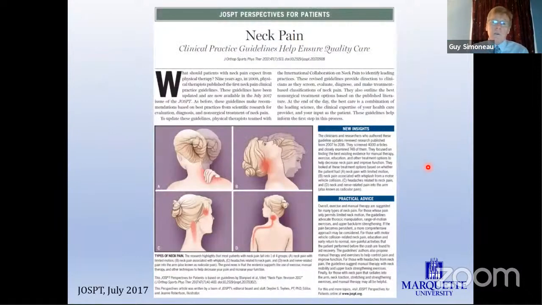And finally, two more slides here just to show you that if you ever go to the JOSPT website and ask to access the clinical practice guidelines, which are free, by the way, you can download them for free. You may also want to look for the perspective for patients that we wrote, which is a one-page information piece for patients. It could be used maybe to educate physicians as well that you work with, that this is a concept that we're using to treat that population. So for the other healthcare providers that you see, a nice little one-page explanation.